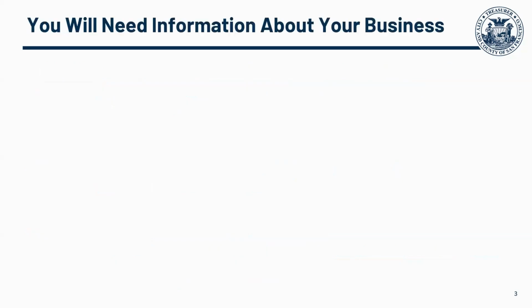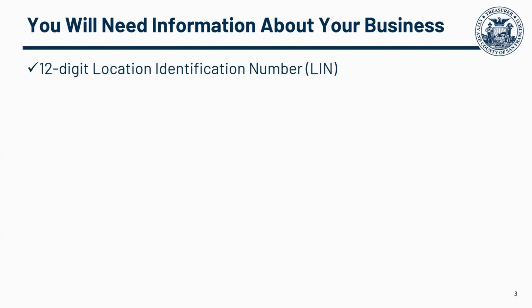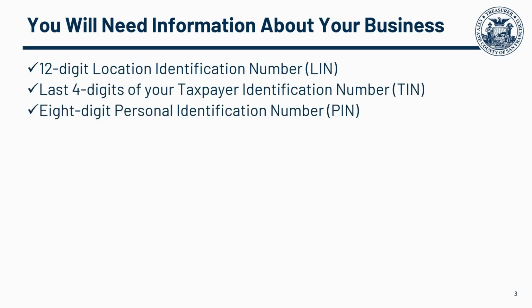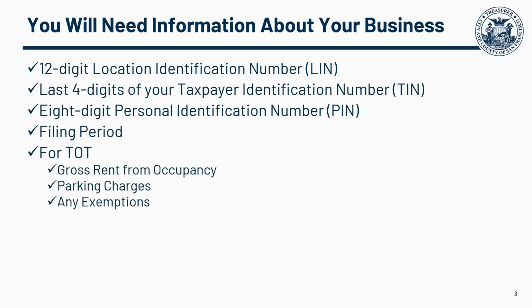Now let's get ready to complete the filing. You will need the following information for the annual Transient Occupancy Tax and Tourism Improvement District filing: your 12-digit location identification number, the last 4 digits of your tax identification number, your 8-digit personal identification number, your filing period, and if you're filing the transient occupancy tax, you will need the gross rent from occupancy, parking charges, and any exemptions claimed for the location.